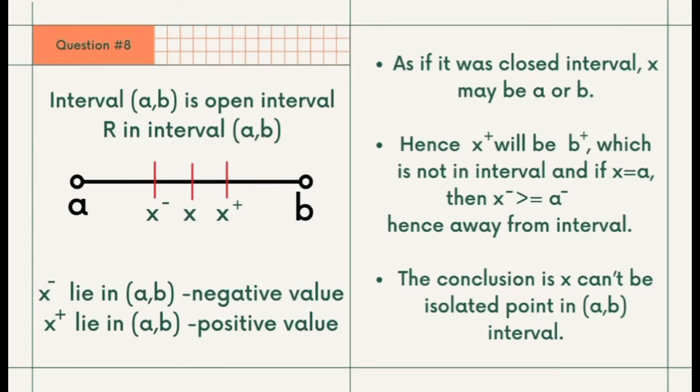The conclusion that we can make here is x can't be the isolated point in the AB interval. It can only be the limit point, but not the isolated point. So now it is proven that there is no point x that is an isolated point in the interval AB.